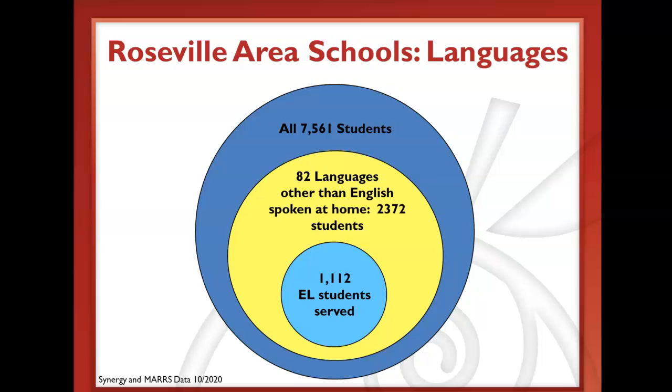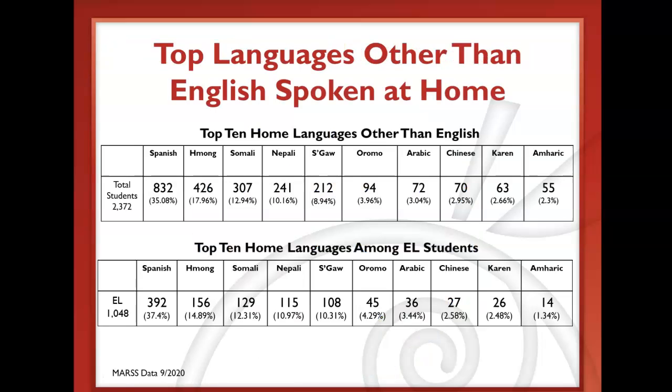But we'll look at our next slide, which tells us our top 10 languages spoken at home. The top 5 are actually about 67% of our English language learners. So we provide interpretation for those top 5 languages, which include Spanish, Hmong, Somali, Nepali, and Karen, which is actually Sgaw, a Karen language. And we do have some interpretation that is done in Oromo and Amharic as well.